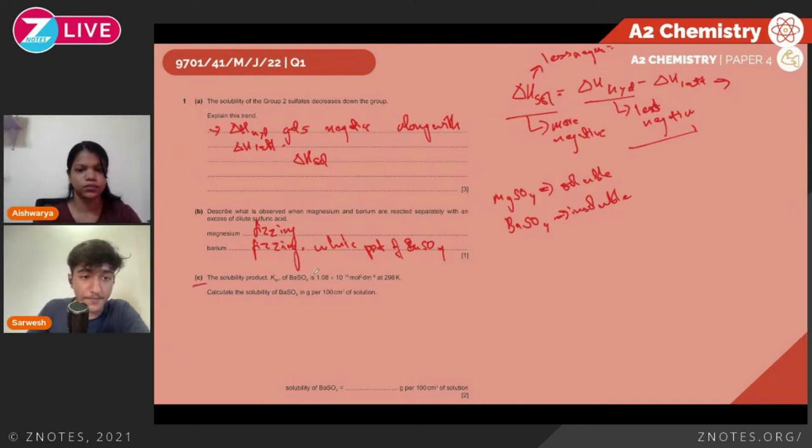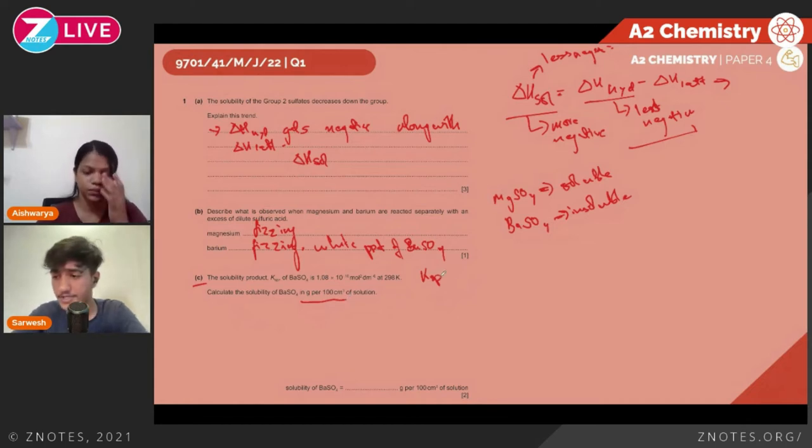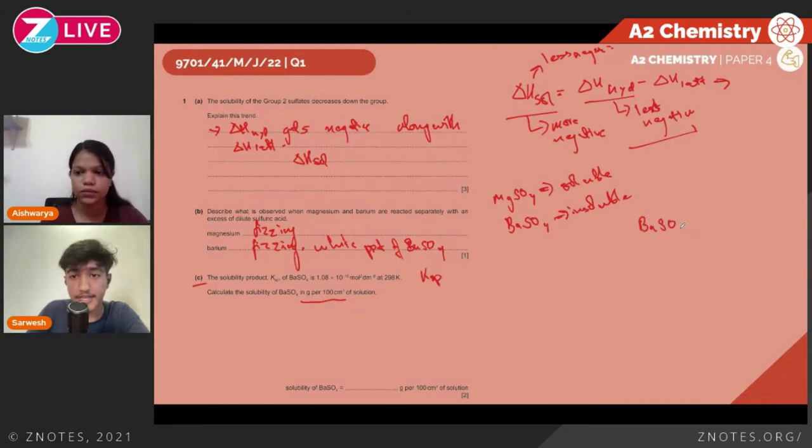In part C, we are told that the solubility product KSP of barium sulfate is 1.08 times 10 to the power negative 10 mol squared dm to the power negative 6. So we are asked to find the solubility of barium sulfate in gram per centimeter cube of solution. So how are we going to do this? So what we know is that barium sulfate ionizes as Ba2+ and sulfate, just 2 minus over here.